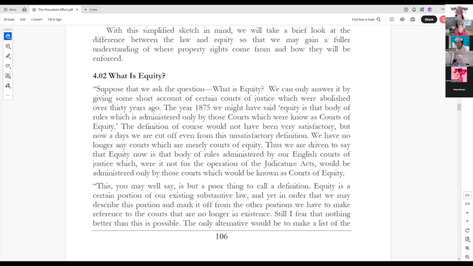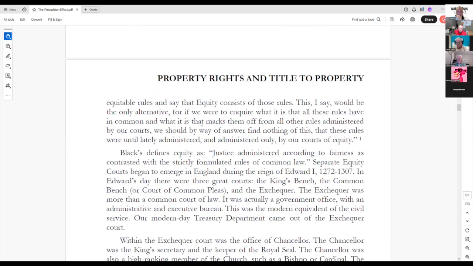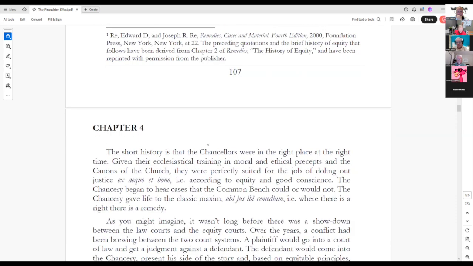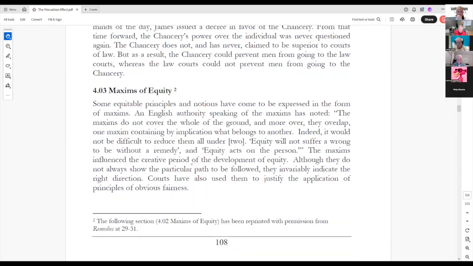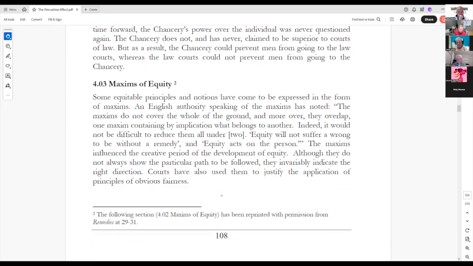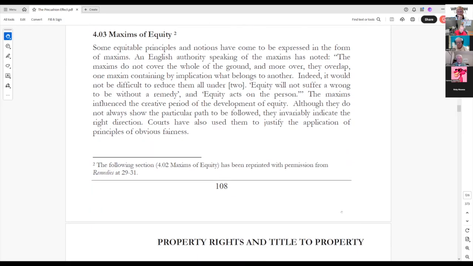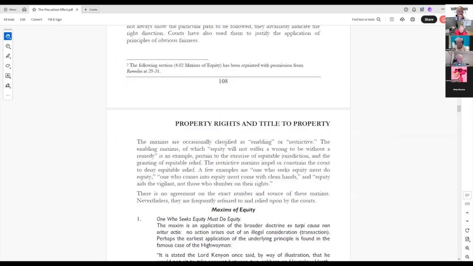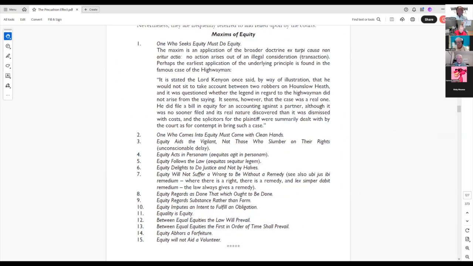I do like this maxims of equity that's in here. One who seeks equity must do equity. The maxim is an application of the broader doctrine ex turpi causa non oritur actio. No action arises out of an illegal consideration or transaction. It says perhaps the earliest application of the underlying principle is found in the famous case of the highwayman. It is stated that Lord Kenyon once said, by way of illustration, that he would not take account between two robbers on Hounslow Heath, and it was questioned whether the legend in regard to the highwayman did not arise from the saying. It seems, however, that the case was a real one.